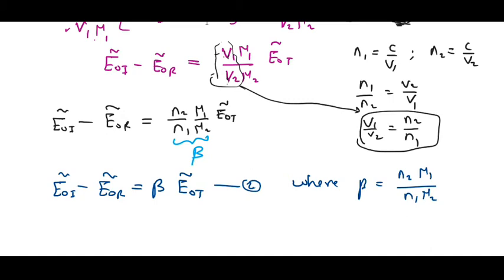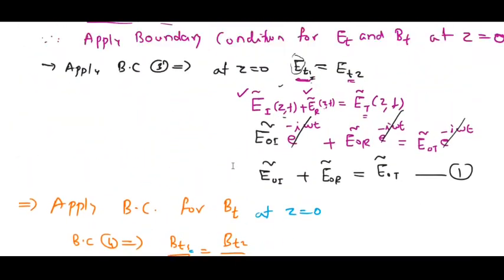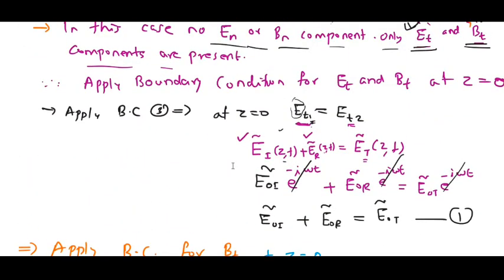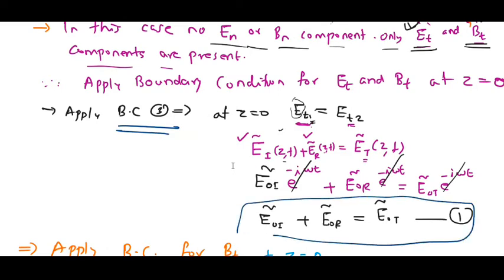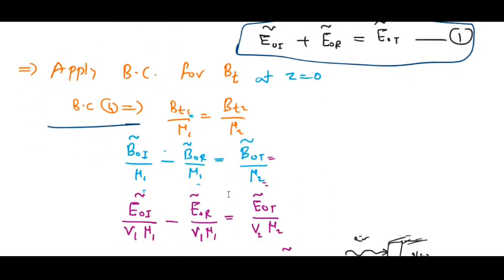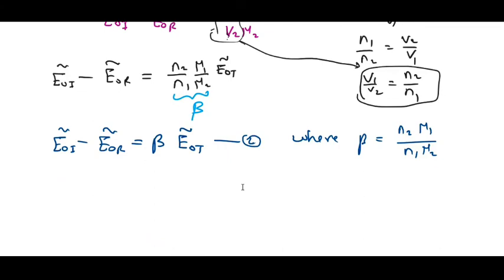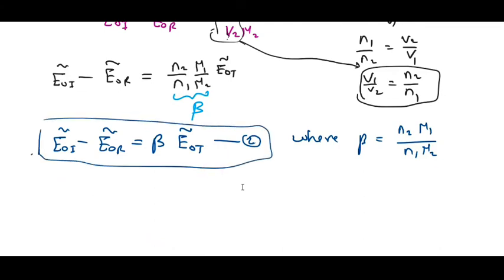Now I have obtained the two equations. The first one, applying the third boundary condition, gave equation 1. Then applying the fourth boundary condition, I obtained equation 2. Then I will write these equations together. The first equation was E0I.